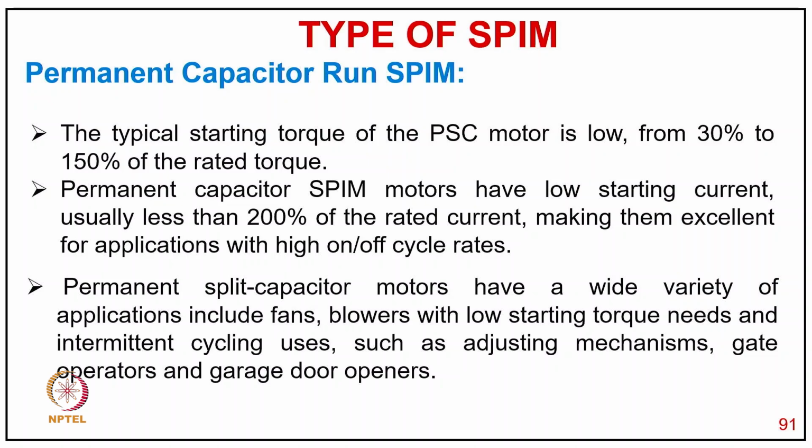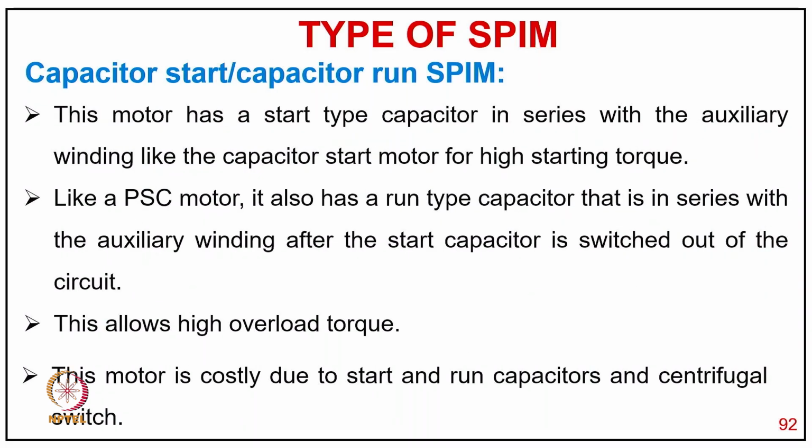The permanent capacitor single phase induction motor has low starting current, usually less than 200% of rated current, making them excellent for applications with a high on-off cycle rate. And permanent split capacitor motors have a wide variety of applications including fans, blowers, low starting torque needs, and intermediate cycle use such as adjusting mechanisms, gate operations, and garage door openers.